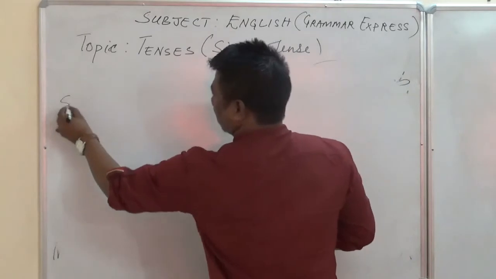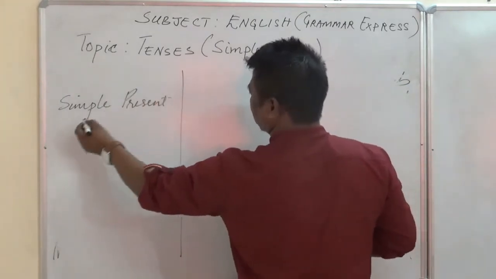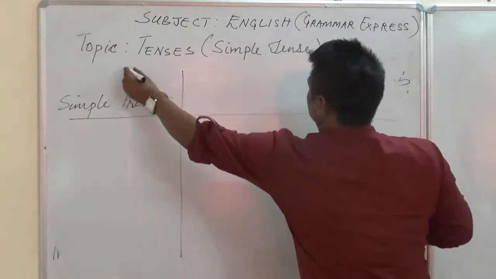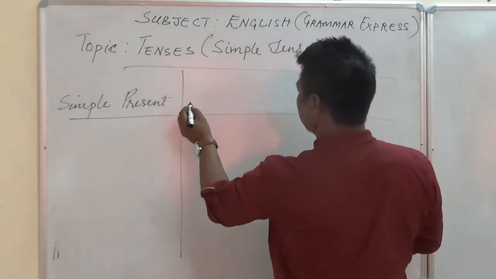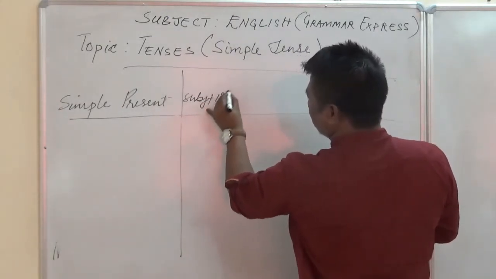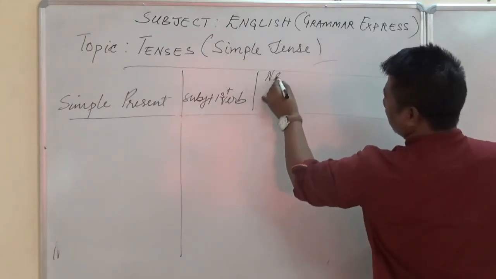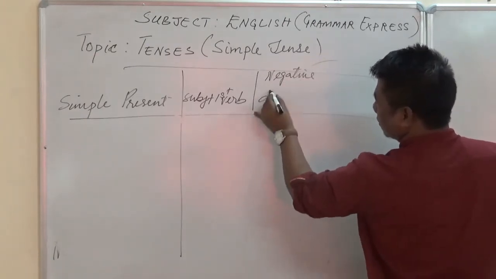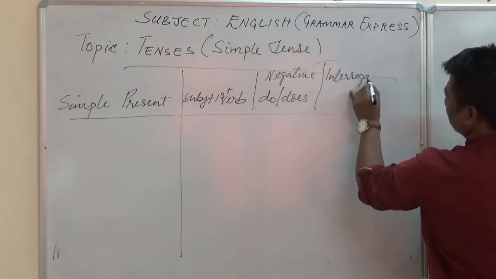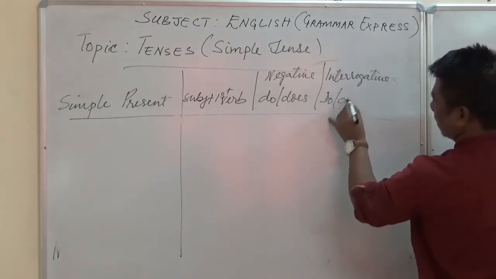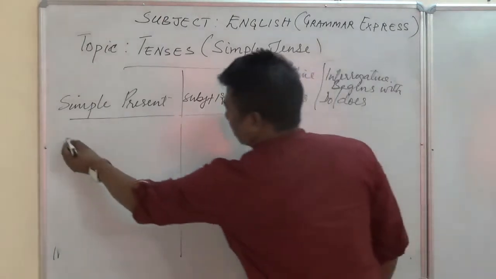Okay, simple present. The formula is subject plus the first form of the verb. In the negative sentence, we use do not or does not. Then interrogative, it begins with do or does.